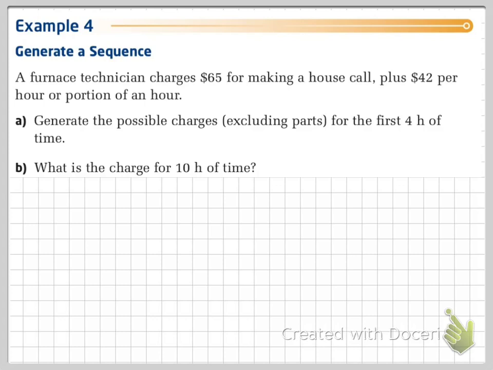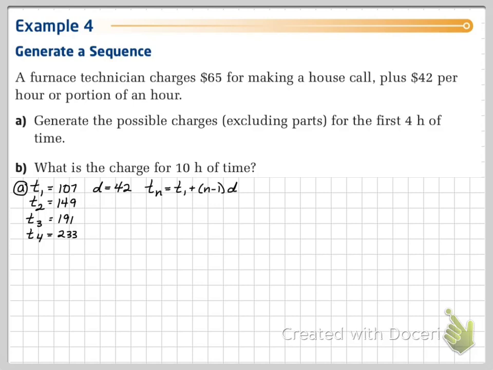Okay, our last example, generating a sequence. A furnace technician charges $65 for making a house call, plus $42 per hour or portion of an hour. Generate the possible charges. So for 1 hour, we're going to say that's term 1. That would be 65 plus 42, or 107. Term 2 is $149. Term 3 is $191. Term 4 is $233. So now we can subtract those two to find our common difference is 42.